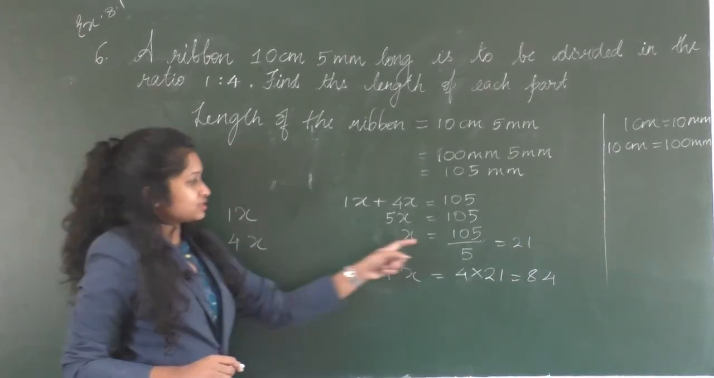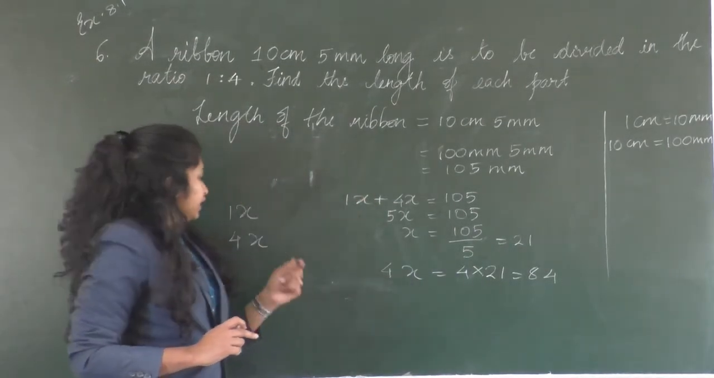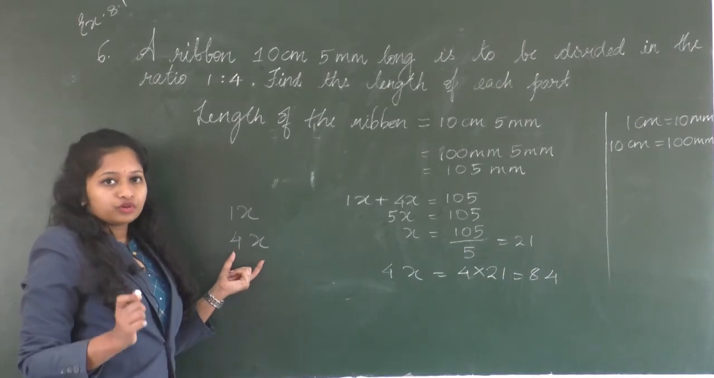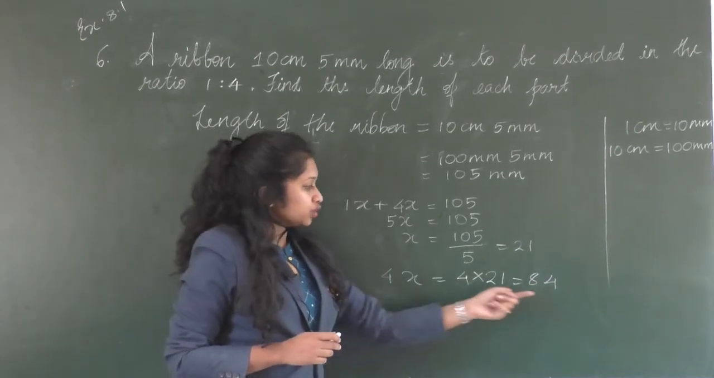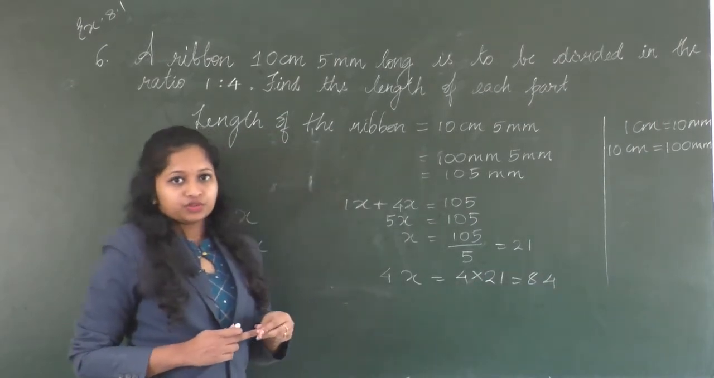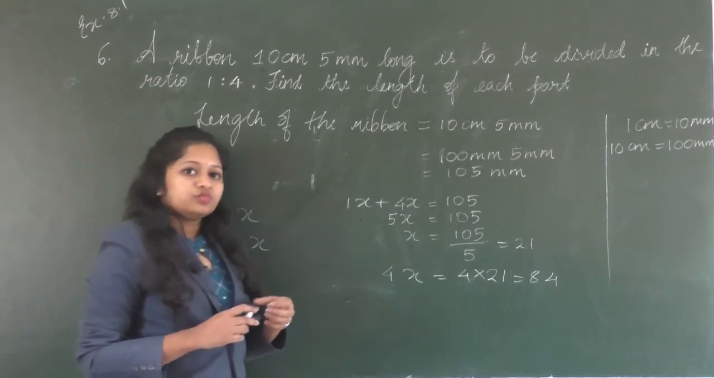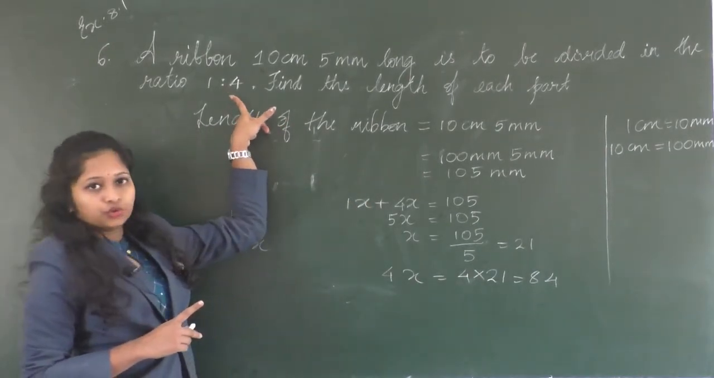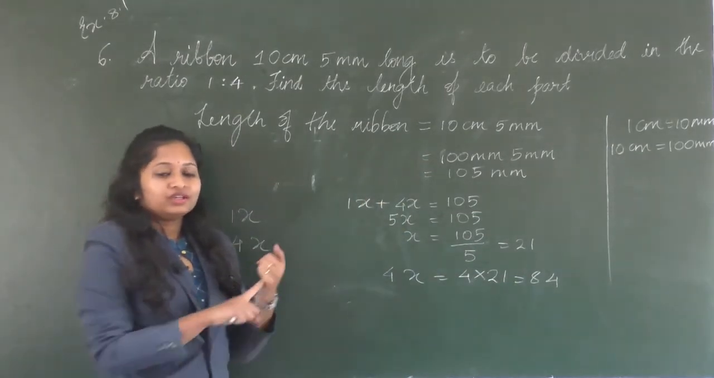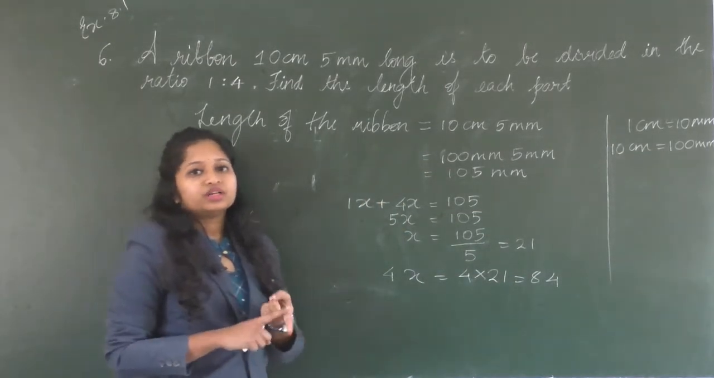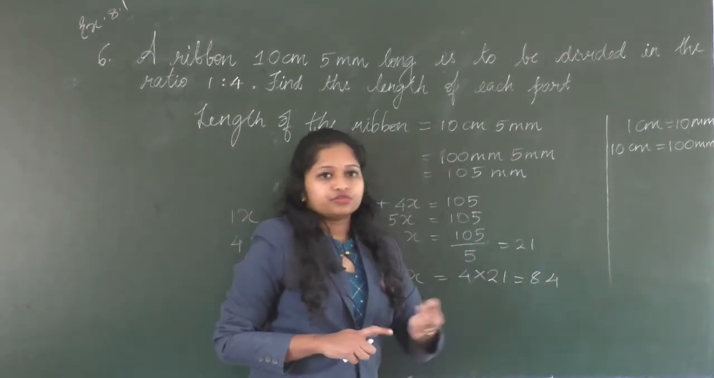So, 1x is 21. So, one part of the ribbon is 21 millimeter and the next part is 4x, that is 4 into 21. 4 into 21 is 84. So the second part of the ribbon is 84. So the ribbon can be divided in the ratio 1:4 as 21 millimeter and 84 millimeter.